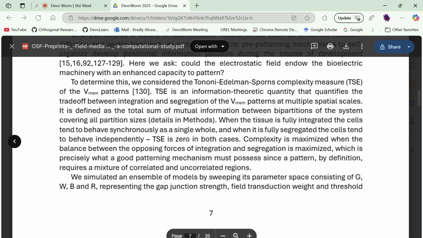So complexity is maximized when the balance between the opposing forces of integration and segregation is maximized, which is precisely what a good patterning mechanism must possess, since a pattern by definition requires a mixture of correlated and uncorrelated regions. So this goes back to our local versus global distinction. Locally, we expect things to be correlated, especially in a spatial array, because local things should tend to behave together. They're signaling each other, they're communicating, they might be of the same tissue, they might be doing similar things in space, and so those things should be correlated.